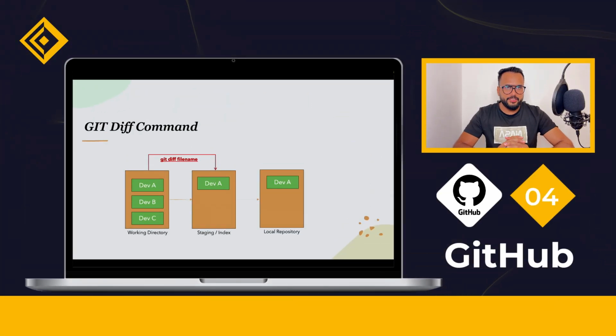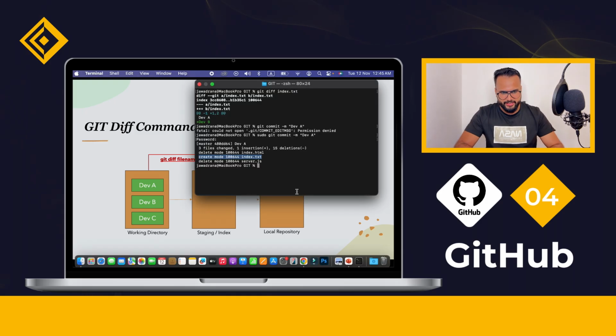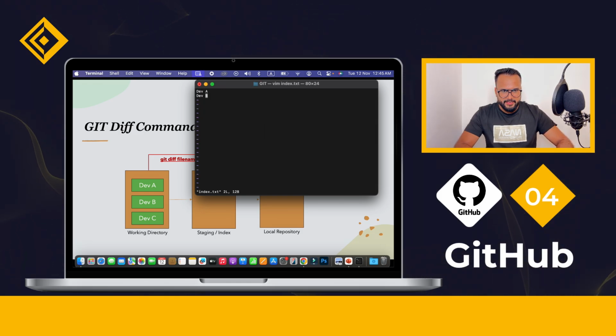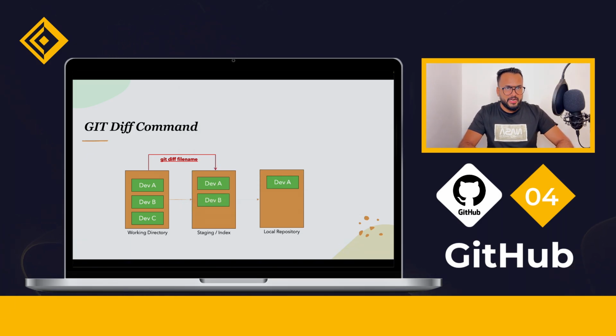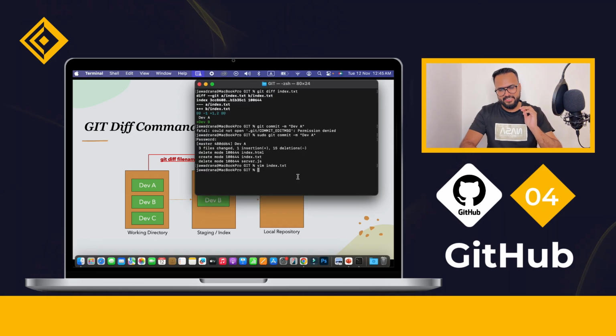Let's move forward and try to add another line of code in our working directory. How can we add that? vim index.txt, and I will add just another line of code, dev c. Let me save it. So I have added another line of code inside it. Let's move forward and try to pass the same file inside our staging area. How can we do that? We have to do sudo git add dot.